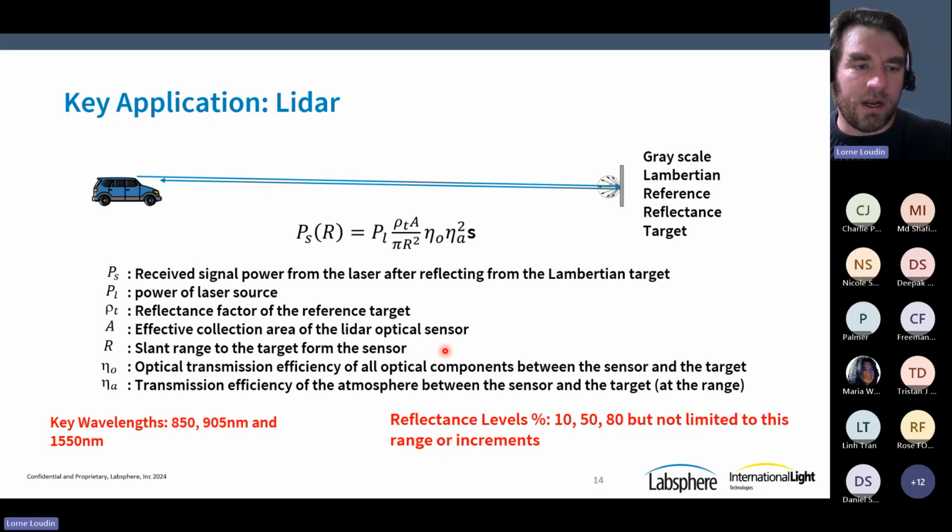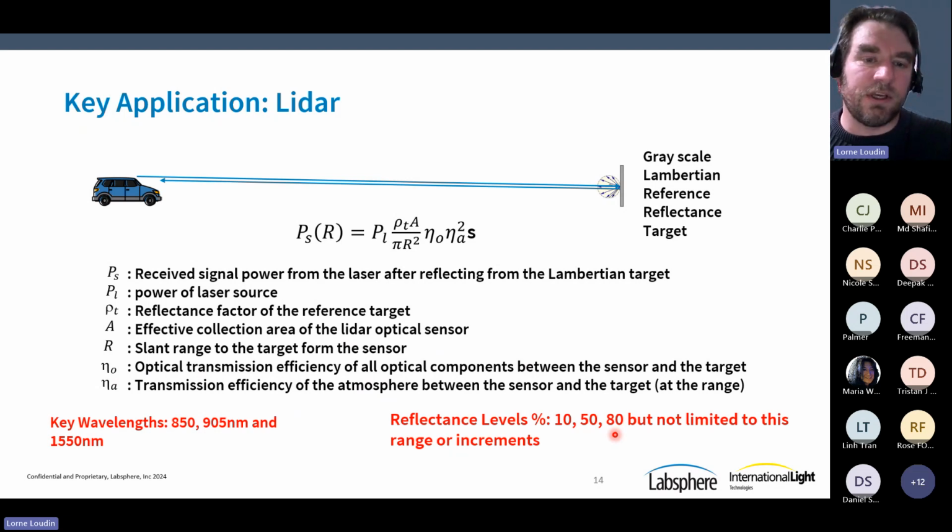All right. And the key wavelengths that are typically used in LiDAR are 850, 905, and 1550. There are different wavelengths that are used, but these are the key ones. And so it's critical that the target be well characterized at your wavelength of interest. And of course, you don't just want to understand the range at 94% reflectance. So the most widely used reflectance levels for LiDAR range analysis are 10%, 50%, and 80% reflectance.